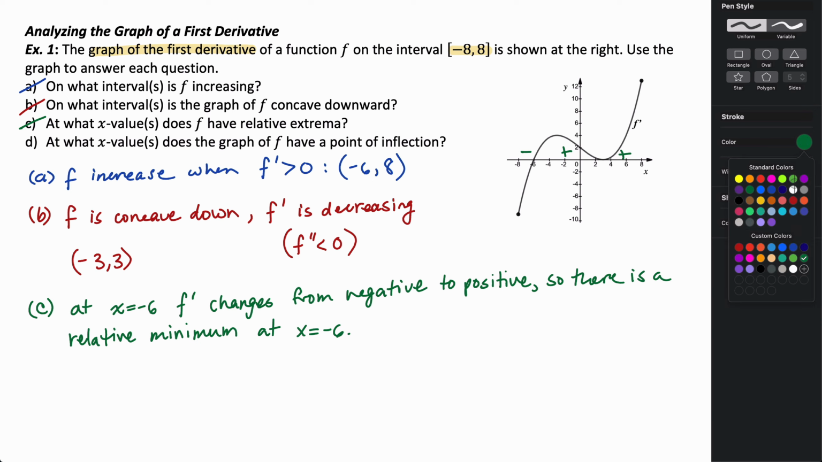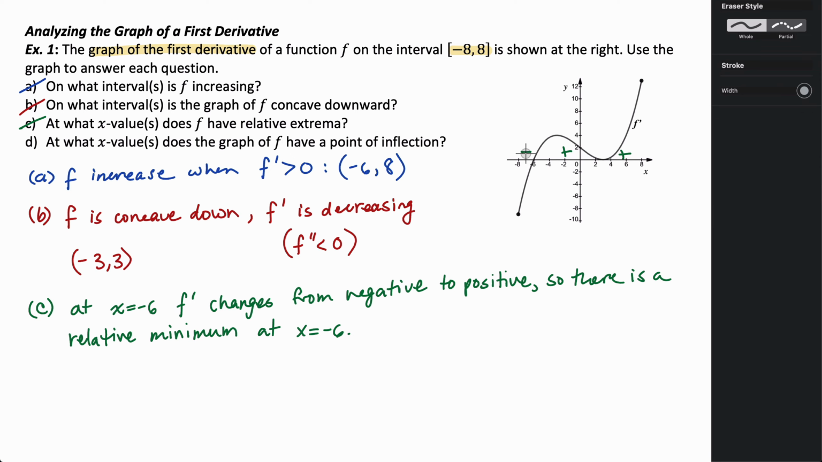And then lastly, where does the graph have an inflection point? So inflection points happen at a change in concavity of f. And basically, there's a change in concavity when our derivative changes from increasing to decreasing. Because if you remember, we said that by definition, a function is concave down when the derivative decreases. And conversely, our function is concave up when the derivative is increasing.